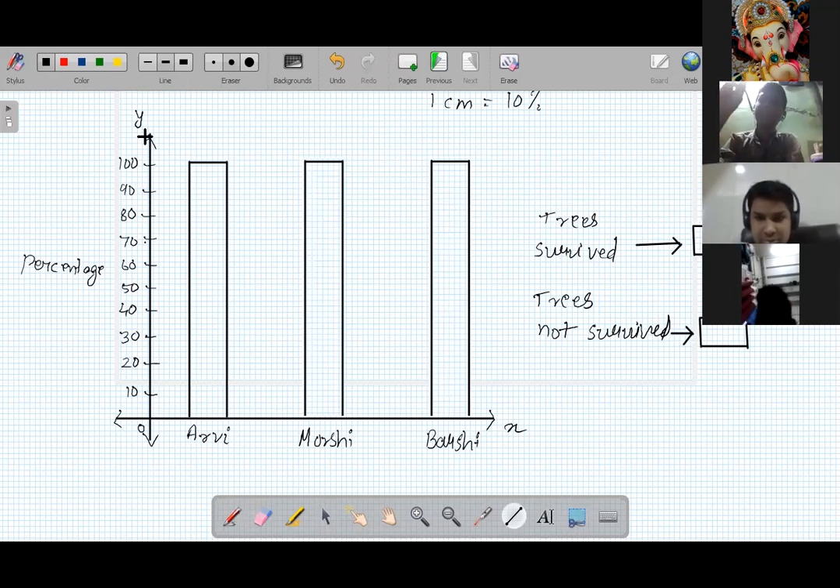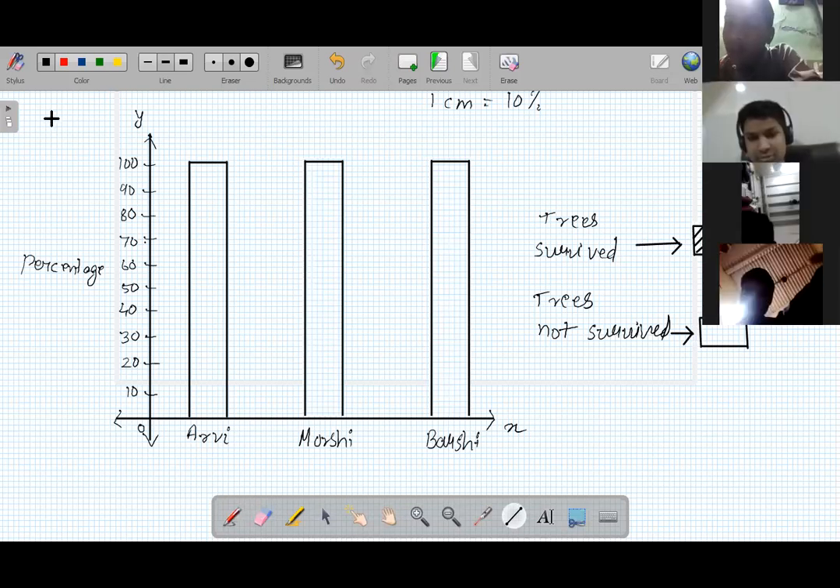Okay, so I'll say trees survived. I'll just give some easy pattern for it so that I can draw it. So this is for trees survived, and for trees not survived, I'll leave it blank.